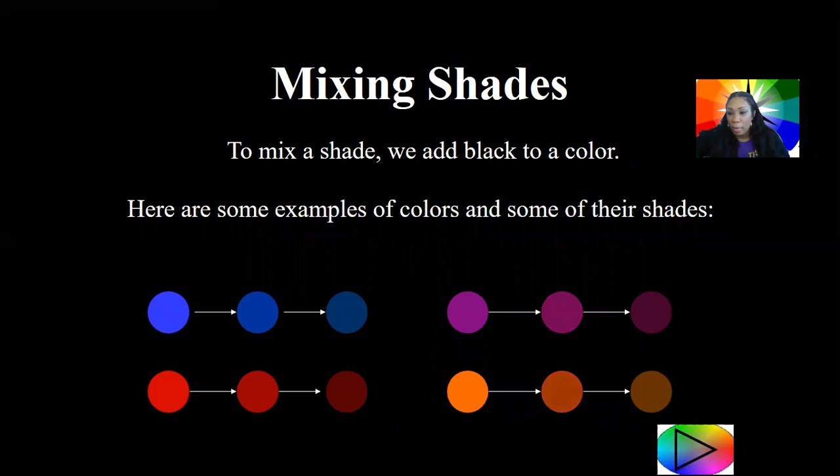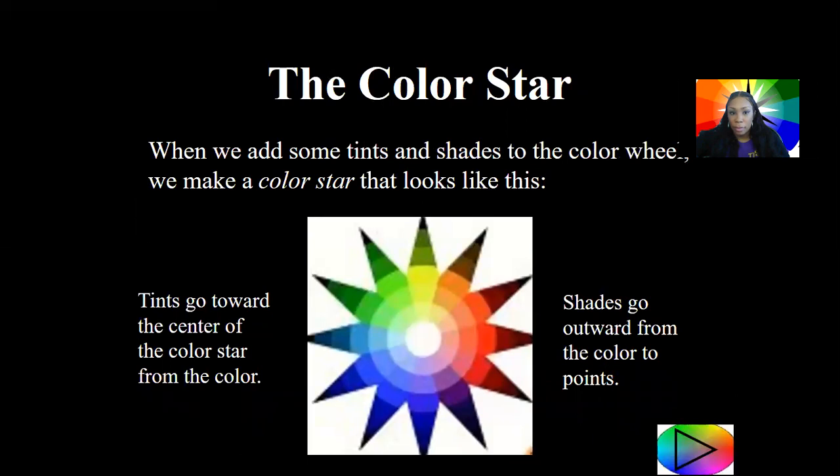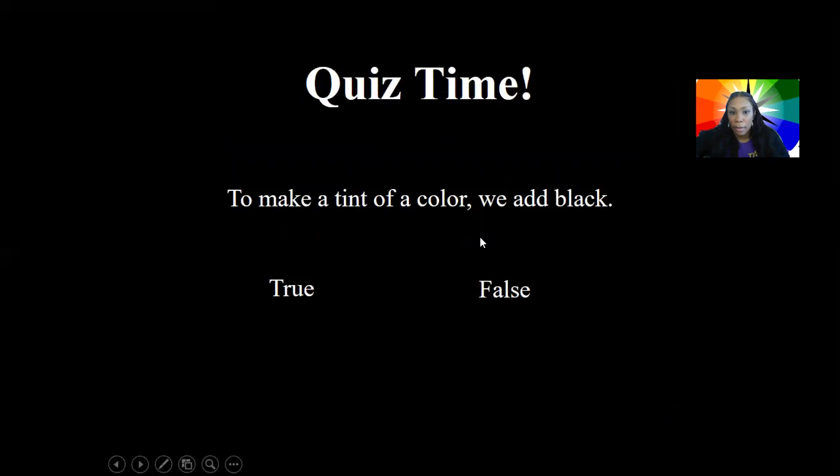Okay, to mix a shade, we add black. You see that when we start off with that blue and we add a little bit more black, you see how darker and darker it gets. Okay. So this is a color wheel and a color star. They added more black to these colors, and you see how the darker color it gets.